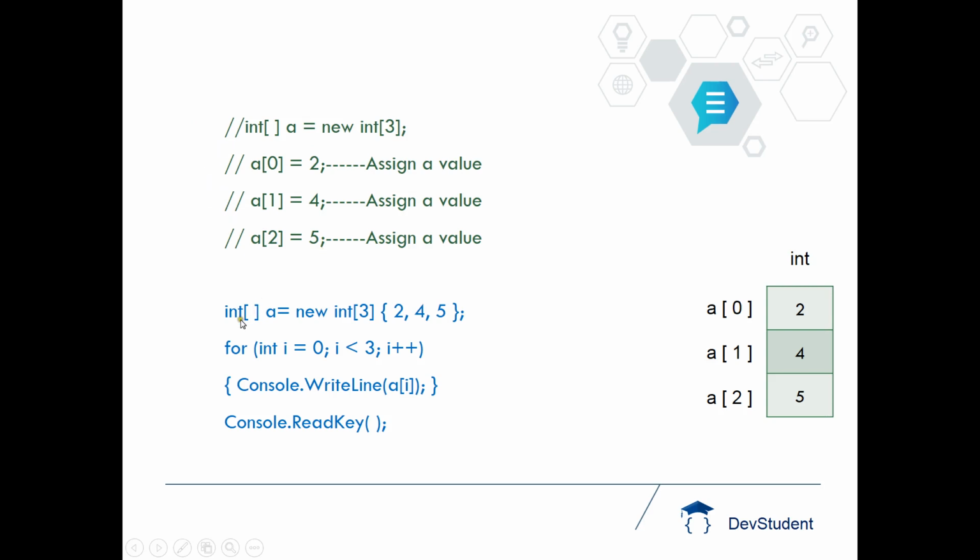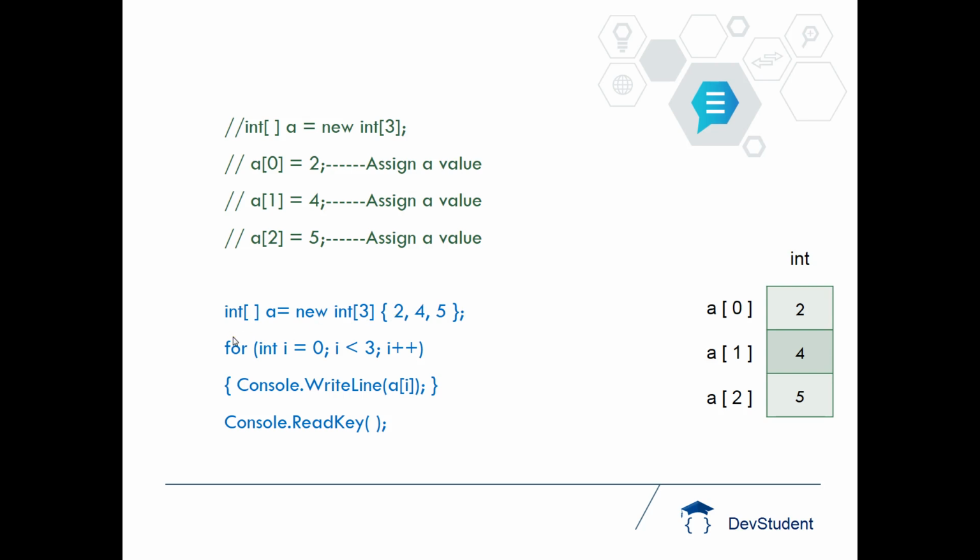In the second example, instead of assigning individual values, directly we can assign the 3 values to an array. It is in the blue color. You can see there int square brace space a equal to new int of 3. 3 values you can assign to this array a, which directly can be given in the flower braces like 2, 4, 5. 2 is a of 0, 4 is a of 1, 5 is a of 2.